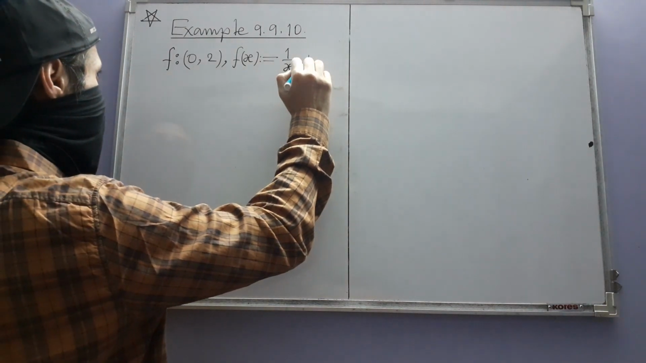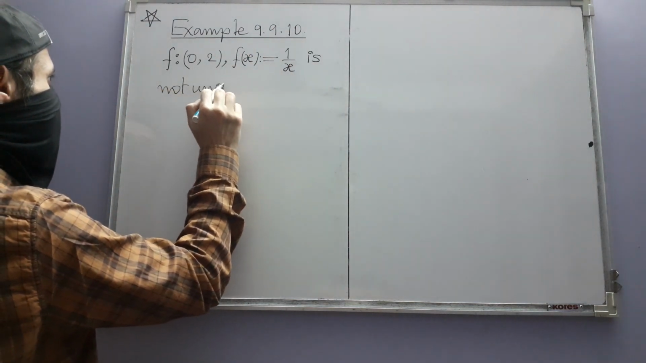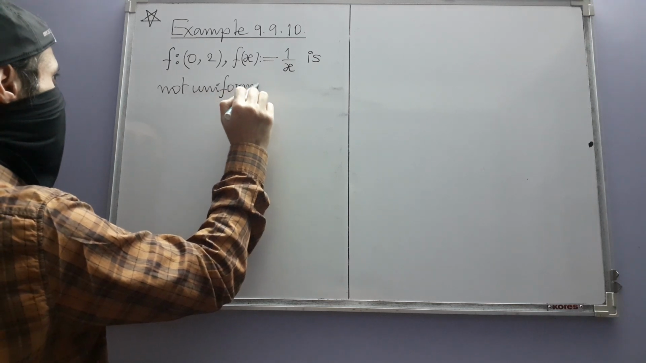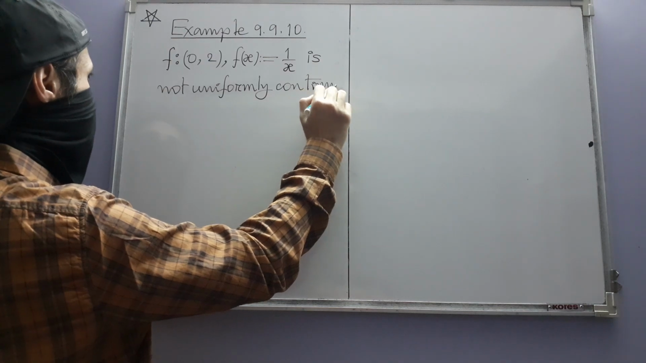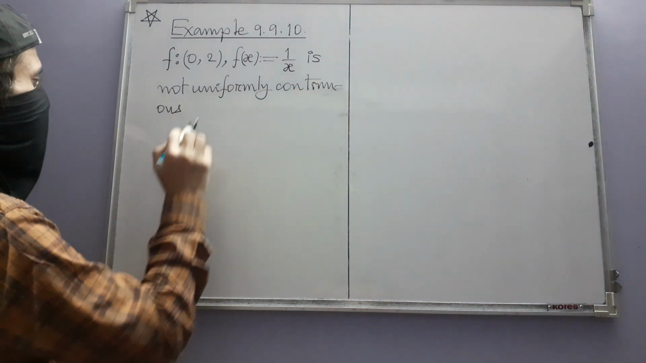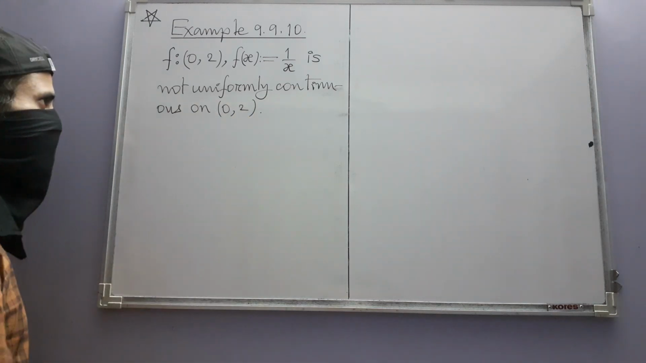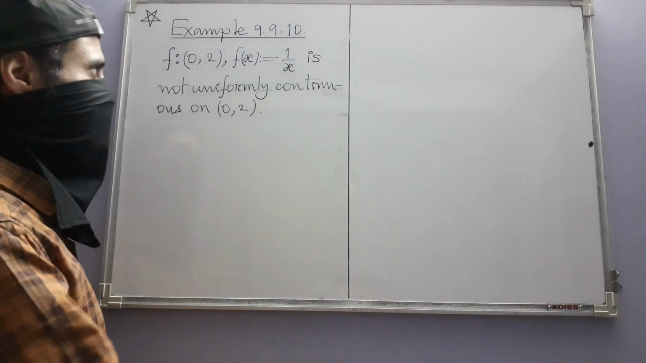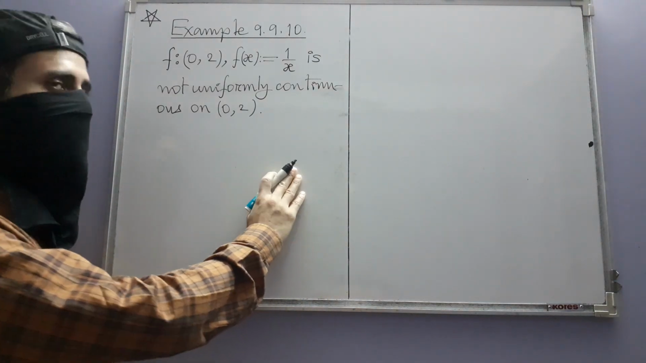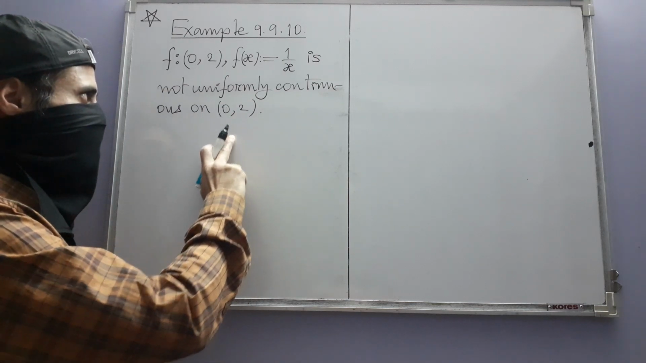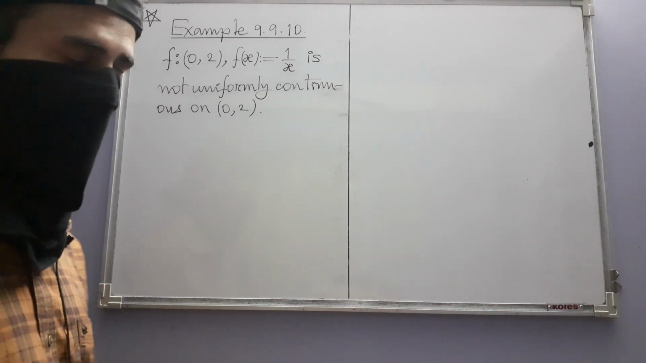This is not uniformly continuous on its domain. And the reason is this: we are now going to consider two specific equivalent sequences in this domain, but the f images of those sequences will not be equivalent.